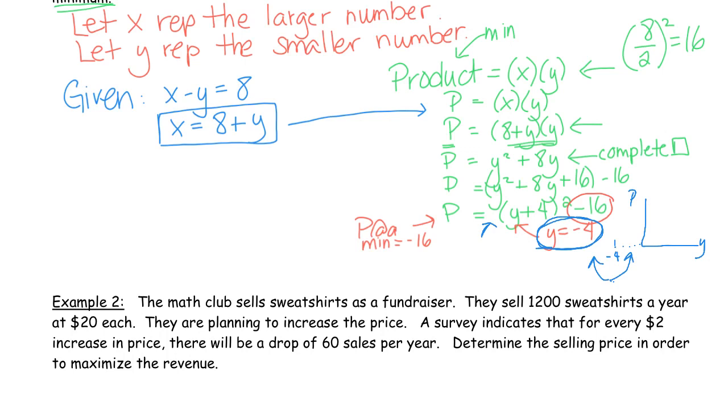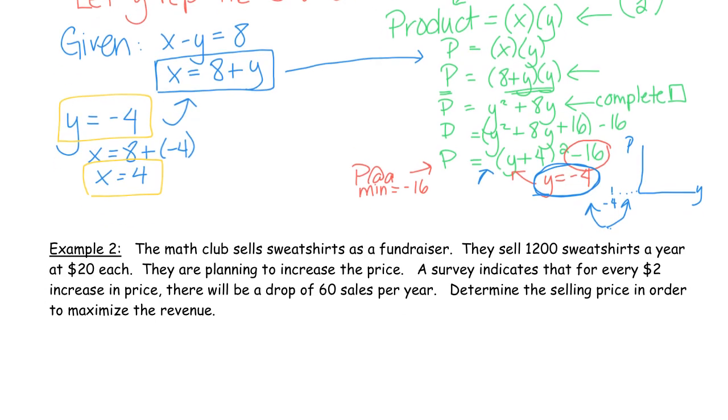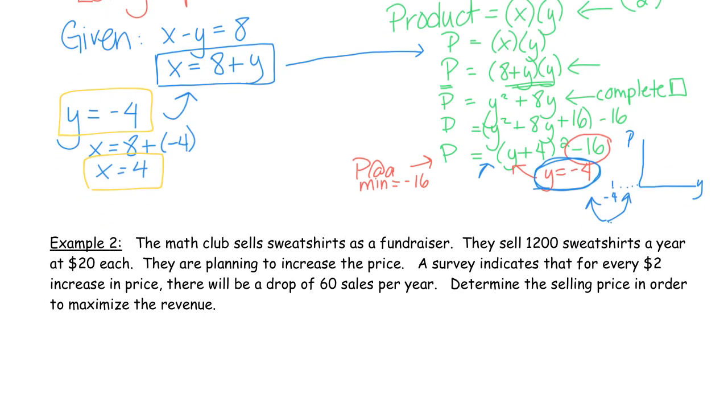We were looking for the two numbers, okay? So our two numbers, if I know that y is equal to -4, well, then I can go ahead and find x. So x then has to be equal to 8 plus -4, and x has to be equal to 4. So now I have my two numbers, okay? I have my y number and I have my x number, and I can go ahead and answer the question. We're going to determine the numbers that give us a minimum product. So therefore, the two numbers are 4 and -4.